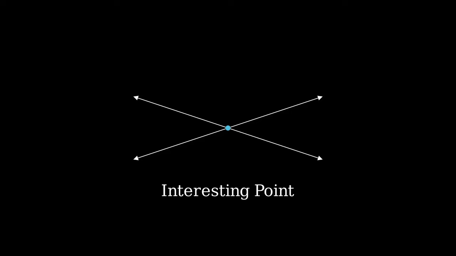When two lines intersect, they meet at a single point. This point of intersection is quite interesting. This point of intersection is where the two lines cross each other. At the intersection, the lines form several angles. Each angle has a specific value. Understanding these angles helps us explore many geometric concepts.